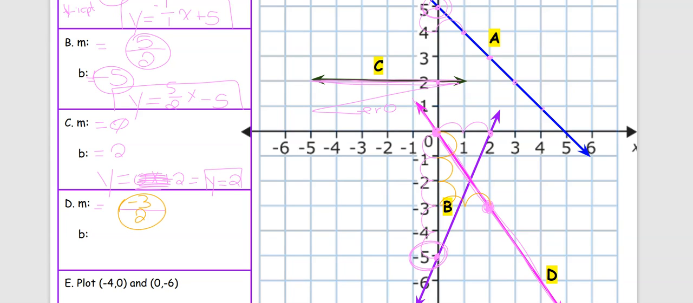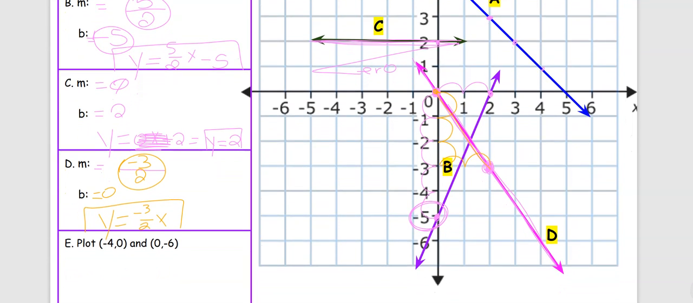My y-intercept is wherever this line crosses the y-axis, which is at 0. So to write my equation, y equals negative 3 halves x. And I could say plus 0, but since 0 doesn't have a plus or a minus, I can just leave it out and leave my equation like this, because adding 0 doesn't change anything.